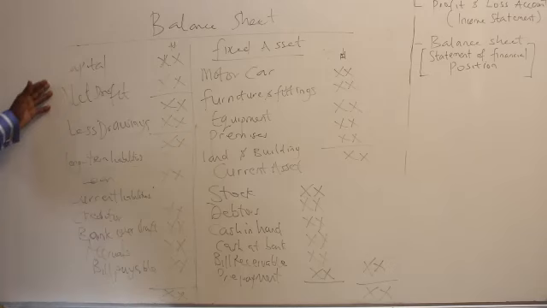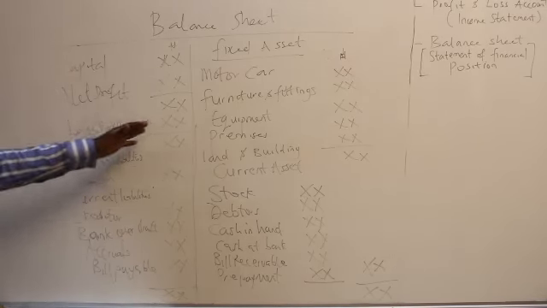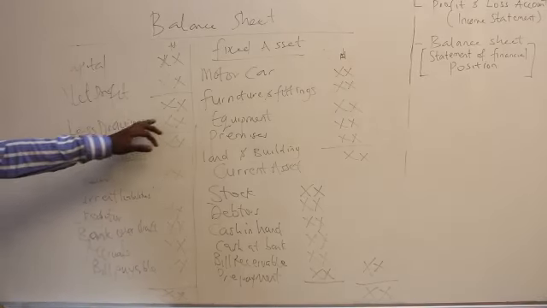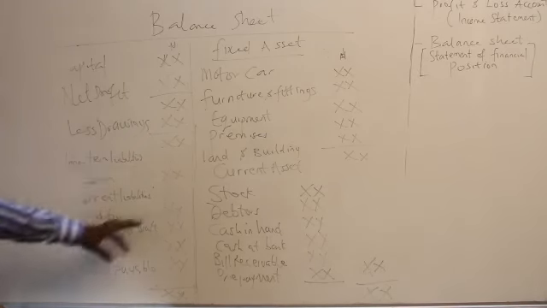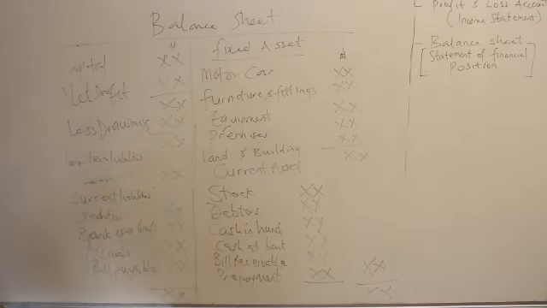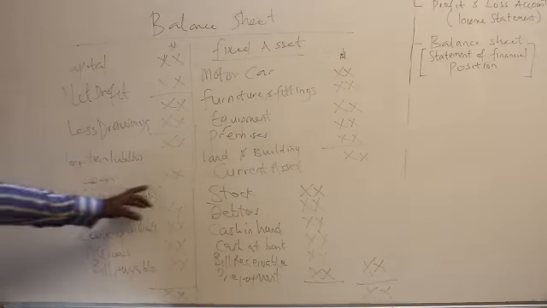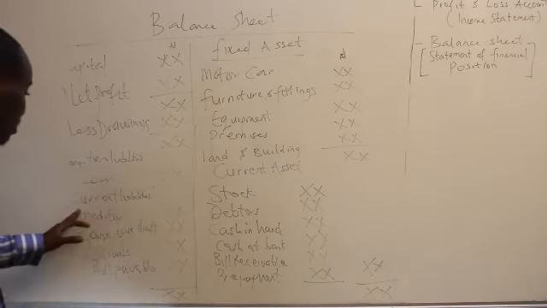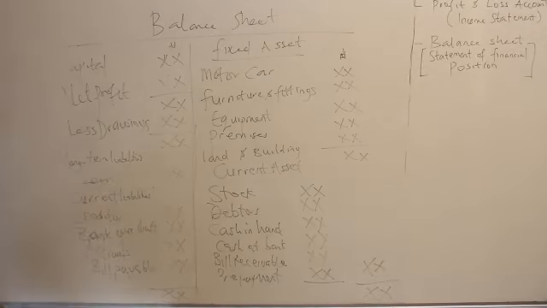We have the capital, plus the net profit, and we are going to less our drawings within the period to give us this. Then long-term liabilities: we have the loan as the long-term liability. We have current liabilities, which include the creditors, bank overdraft, accruals, and bills payable. So that gives us the overview of the balance sheet.